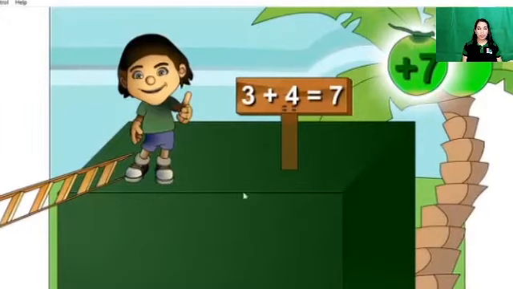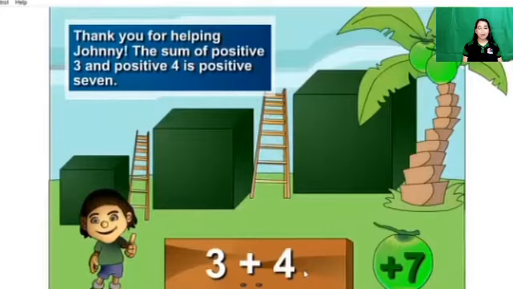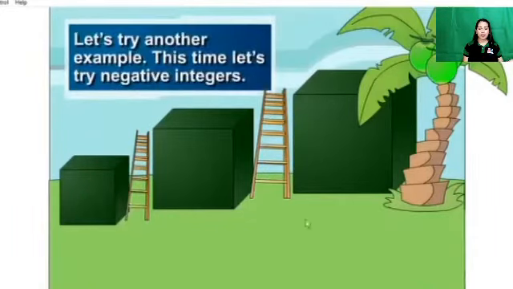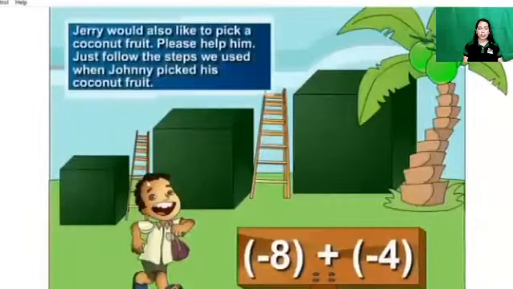Now let's continue. Thank you for helping Johnny. The sum of positive 3 and positive 4 is positive 7. Now let's try another example. This time, let's try negative integers, like negative 8 plus negative 4. Jerry would like also to pick a coconut fruit. Please help him, just follow the steps we used when Johnny picked his coconut fruit.